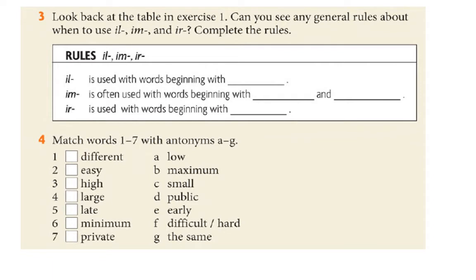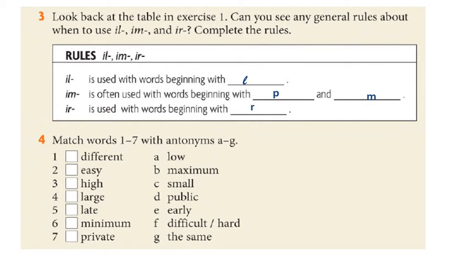Exercise 3. Look back at the table in exercise 1. Can you see any general rules about when each prefix is used? Il, im, and ir. Complete the rules. Yes, we already did that. Il is used with words beginning with the letter L. Im is often used with words beginning with the letters P and M. And ir is used with words beginning with the letter R.